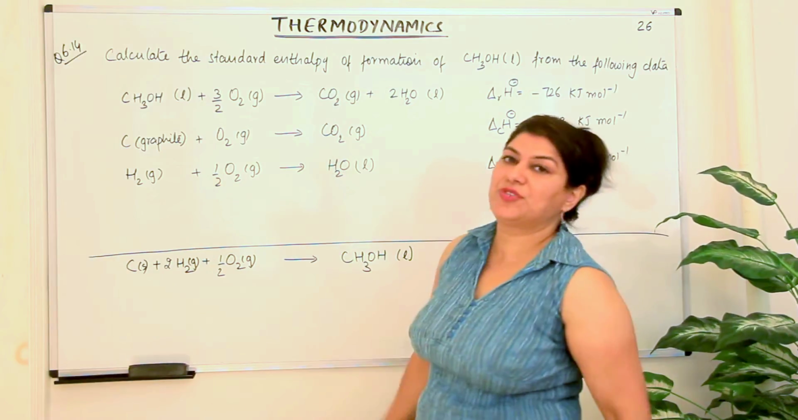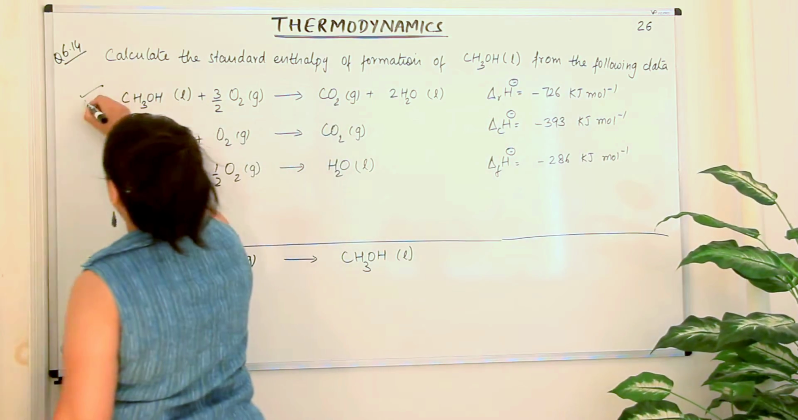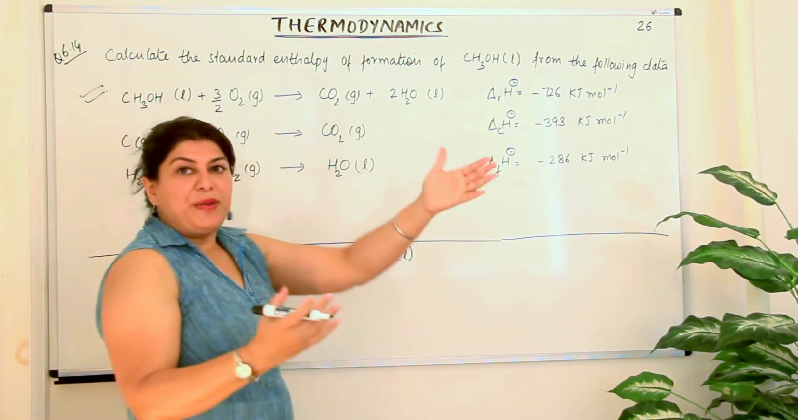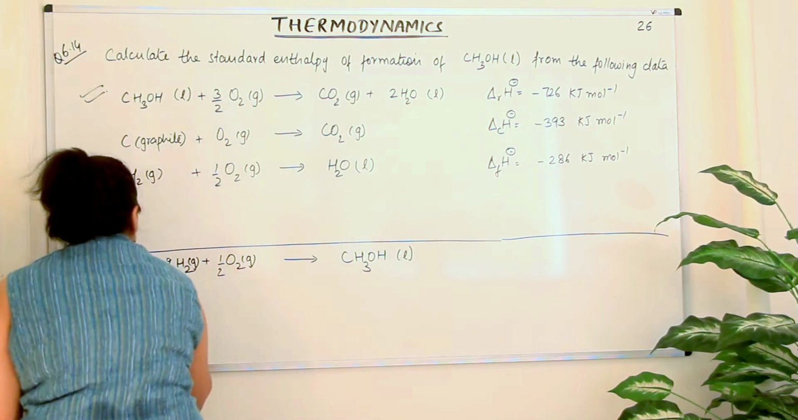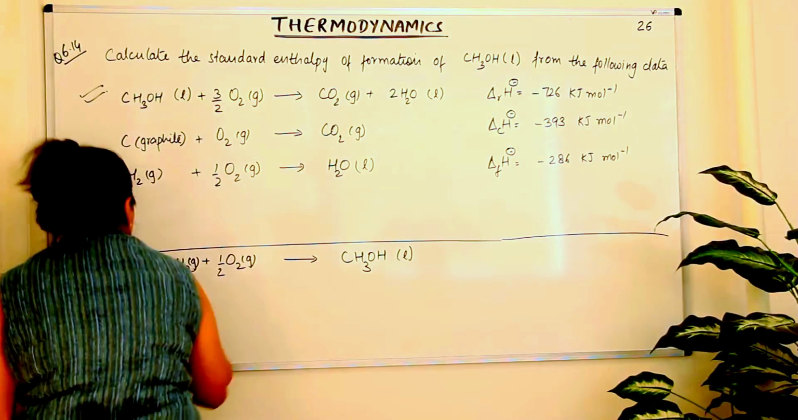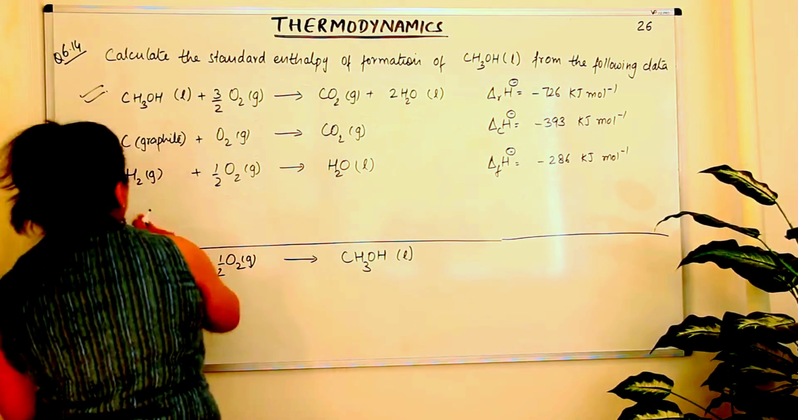So I will flip this first equation. We'll have to flip this equation. If we flip it, we turn it completely. So we have carbon dioxide. Now when you flip it, I left space here for it.